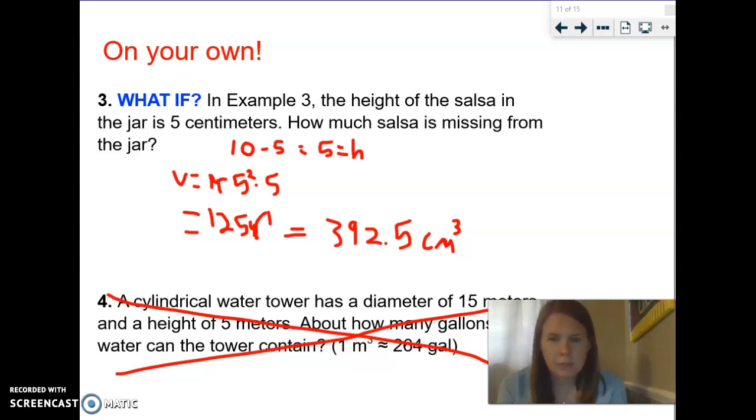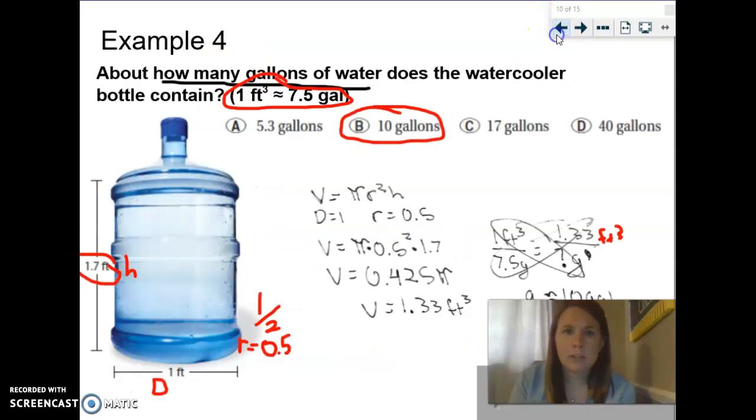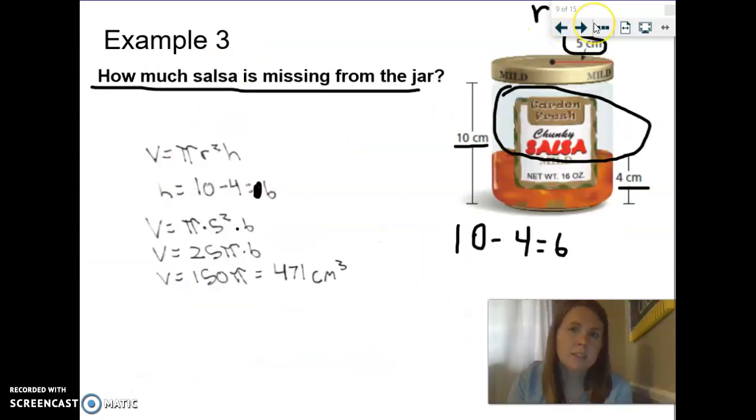So I take 5 squared times 5, or ultimately 5 cubed, which is 125, and I'm multiplying it by pi. So this time what I'm going to get for my volume, or the amount of salsa that is missing, is 392.5 centimeters cubed. And I believe that answer was asking that you round it to the nearest tenth. It didn't specifically say. So round it if you need to. I'd say at least a decimal point, or like in this case, I rounded it to the nearest whole number.